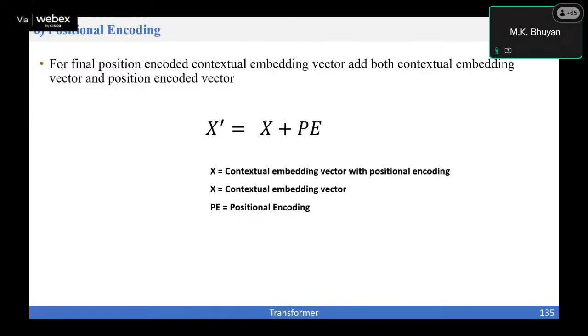And after having the positional encoding, the final embedding vector, x dash, is the final vector embedding. So what we are doing is the contextual embedding vector is added with the positional encoding, and that gives me the final encoding. So the final encoding x dash has 2 components: one is the contextual embedding vector and another one is the positional encoding vector, and they are added.